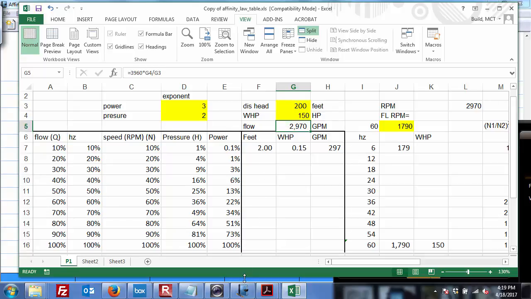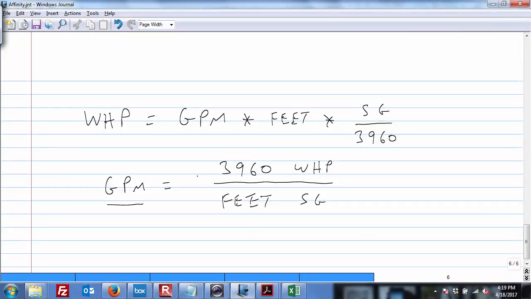Okay, so we went back to our pump equation from before. So water horsepower, this is flow rate. So again, that's our through variable. This is the feet of pressure. That's the specific gravity of water, which in this case is just 1.0. And then this guy down here, the 3960, is our coefficient so that the units work out properly.